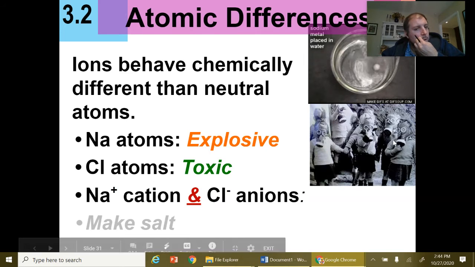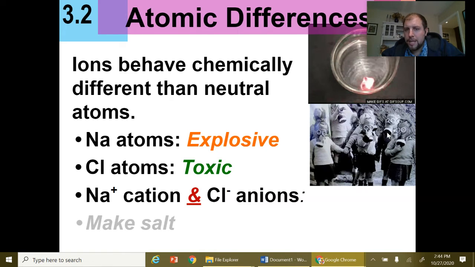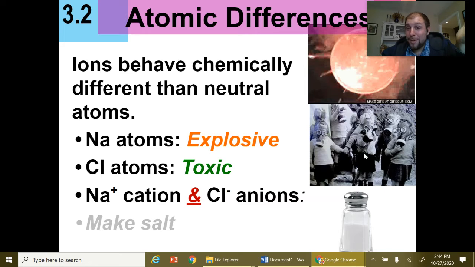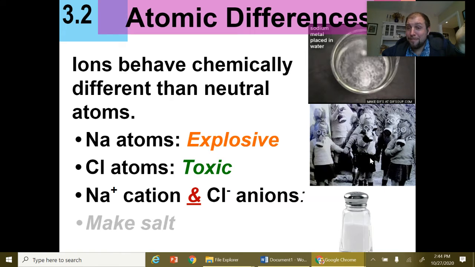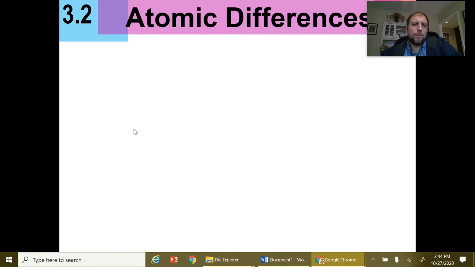So again, neutral sodium, extremely dangerous. Neutral chlorine was used as a gaseous weapon in World War I, extremely dangerous. But combine two of their ions together, and you get table salt, which I guess technically has killed more people than either of these other two combined due to issues with high blood pressure and heart attacks and stuff. So lay off of the sodium, guys. Lay off of the sodium, okay?